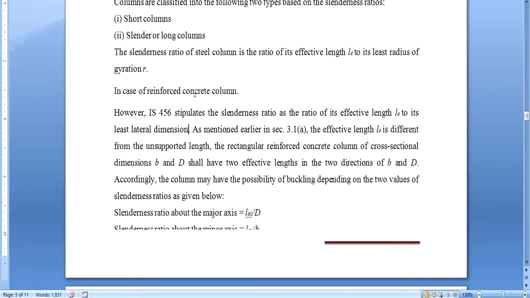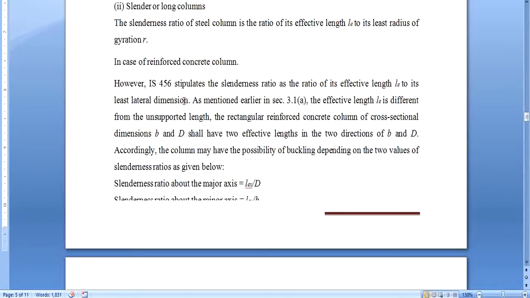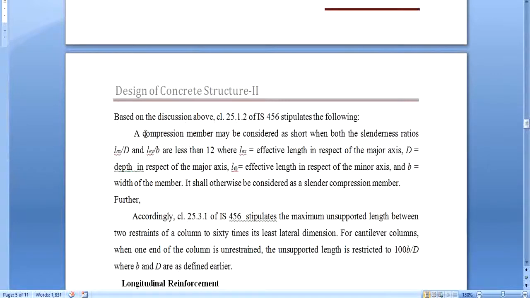Depending upon the slenderness ratio, we can classify the column as short column and long column, that is, the ratio of effective length divided by least lateral dimension. A compression member may be considered as short when both the slenderness ratios, that is Lex divided by D and Ley divided by B, are less than 12. So if the slenderness ratio in both directions is less than 12, then it is called short. So note this particular point.